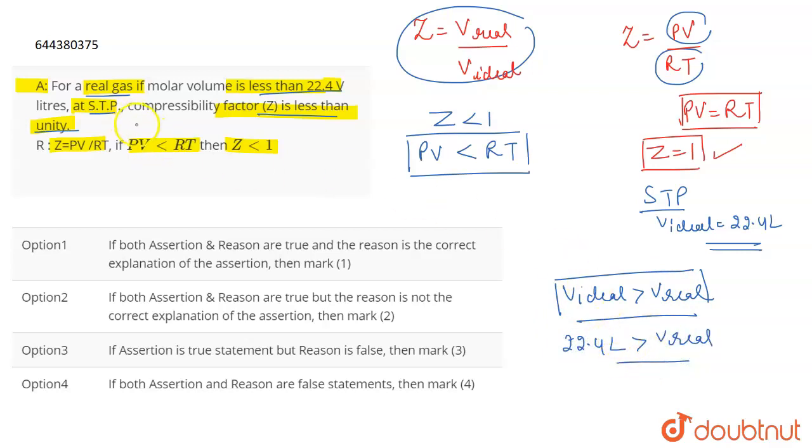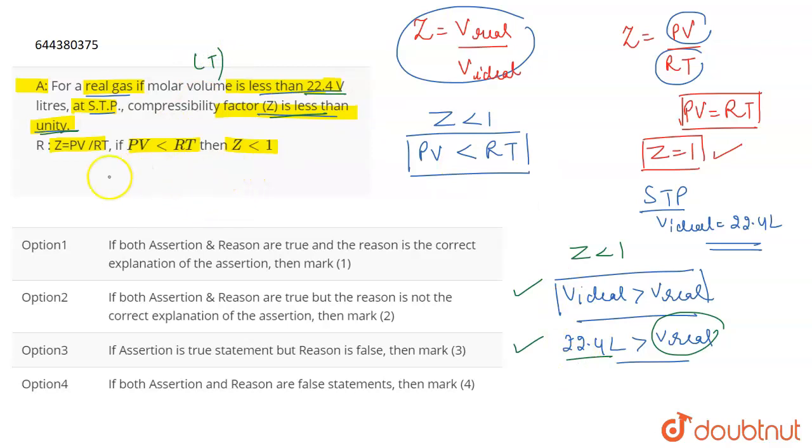That is what the assertion says, that for a real gas, the molar volume is less than 22.4 liters when the compressibility factor is less than unity, which is true. Because when Z is less than 1, V ideal will be greater than V real, and therefore the real volume will be less than 22.4 liters, which means that the assertion is true.